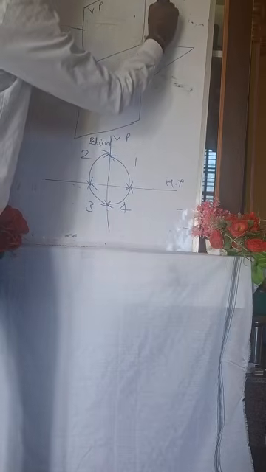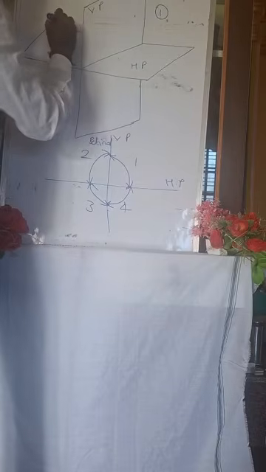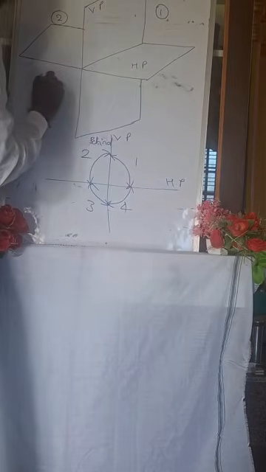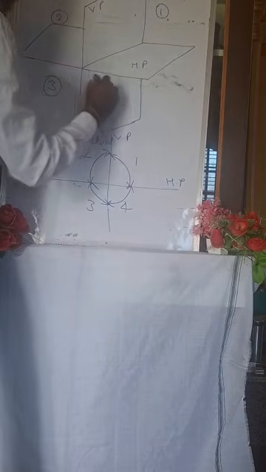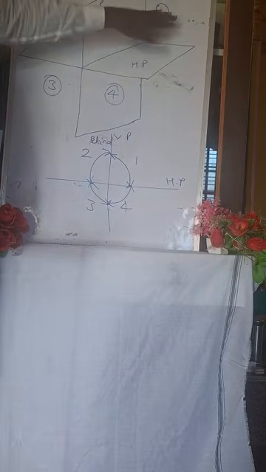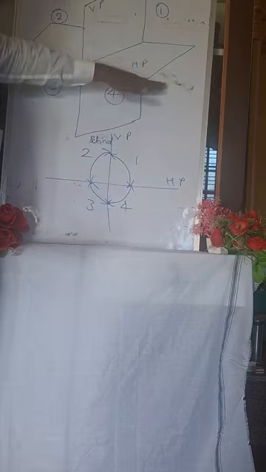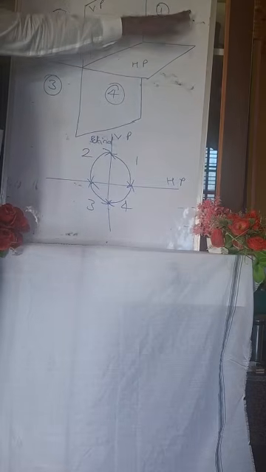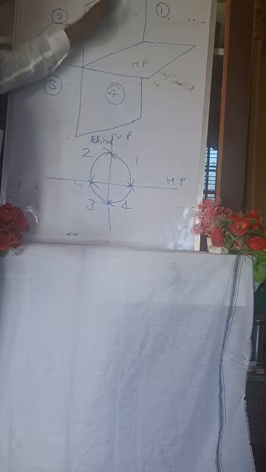This is the first quadrant, this is the second quadrant, this is the third quadrant, and this is the fourth quadrant. What is there in the first quadrant? Above HP and in front of VP.